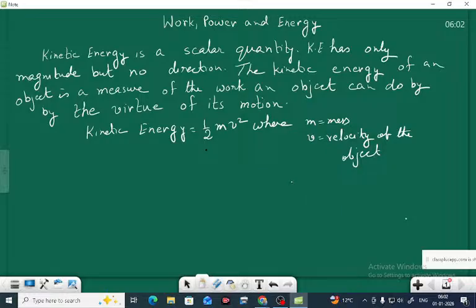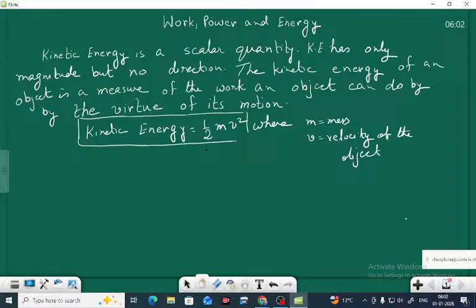Now this is the definition of kinetic energy. So kinetic energy is half m v square. This is the formula for kinetic energy, where m is the mass and v is the velocity of the object, right? So this is kinetic energy.